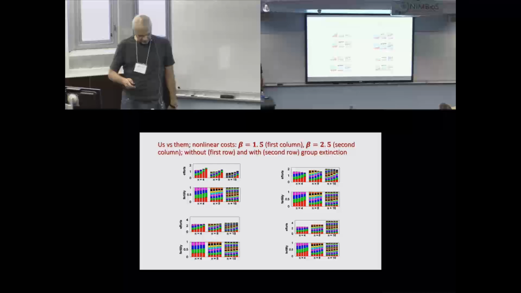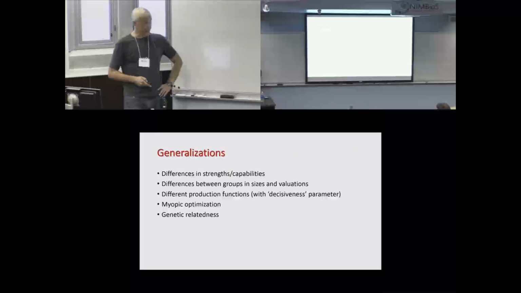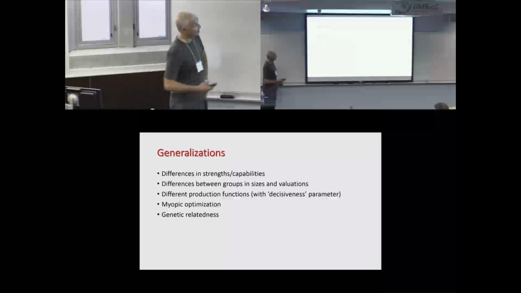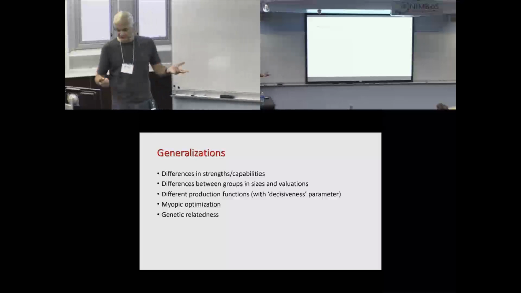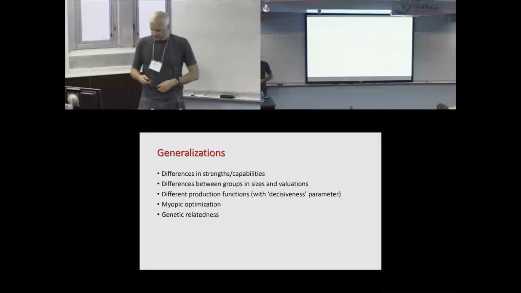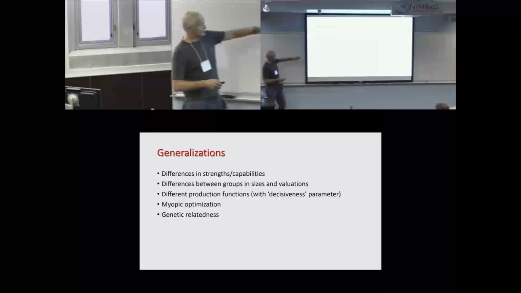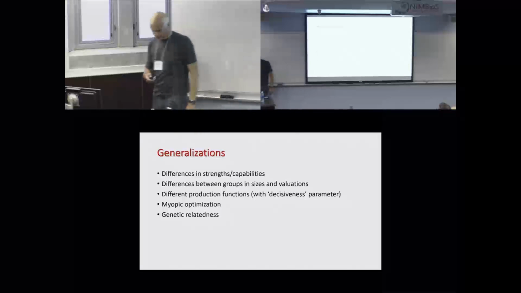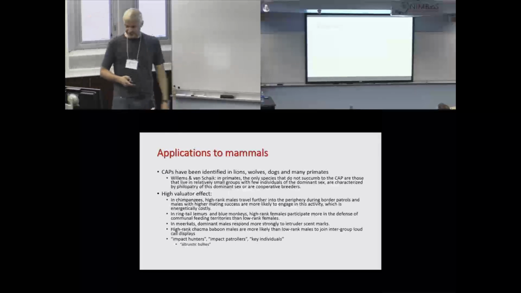Okay, and I'm running out of time, so basically the patterns are the same. And then we can generalize this in a number of different directions. We can introduce differences in strengths, differences between groups, and in sizes, and also, instead of simple evolution by random mutation, allow for myopic optimization and also add genetic relatedness.